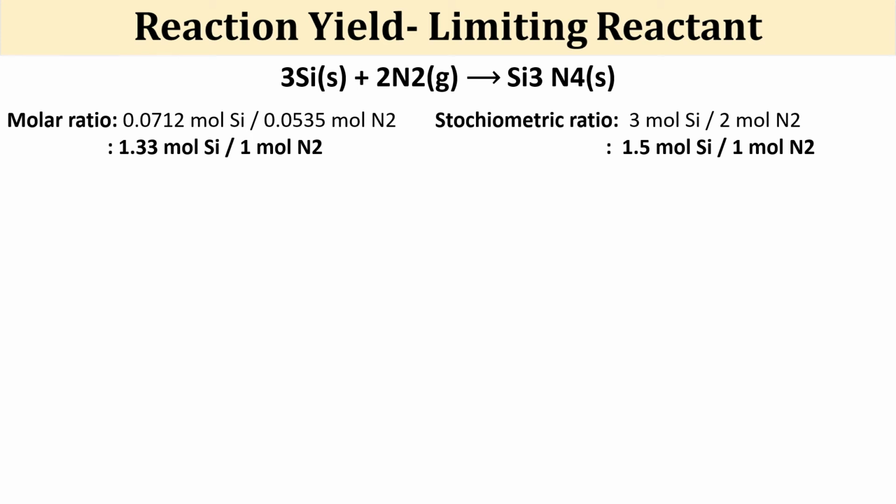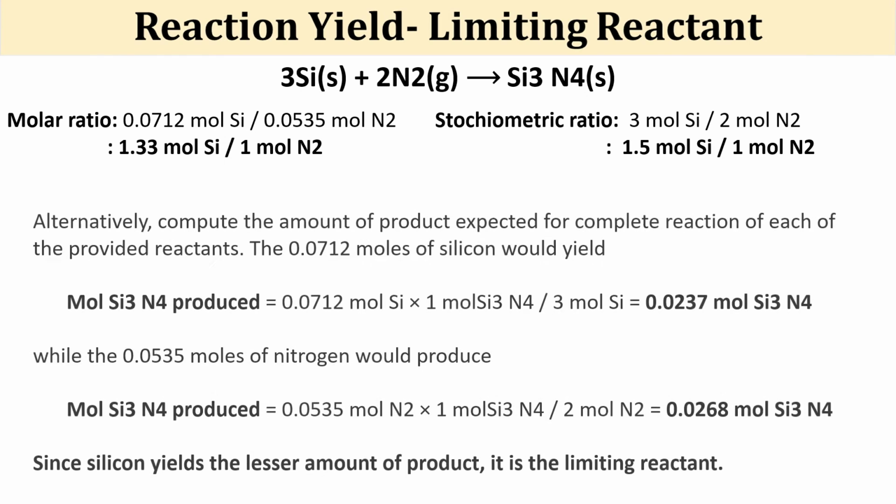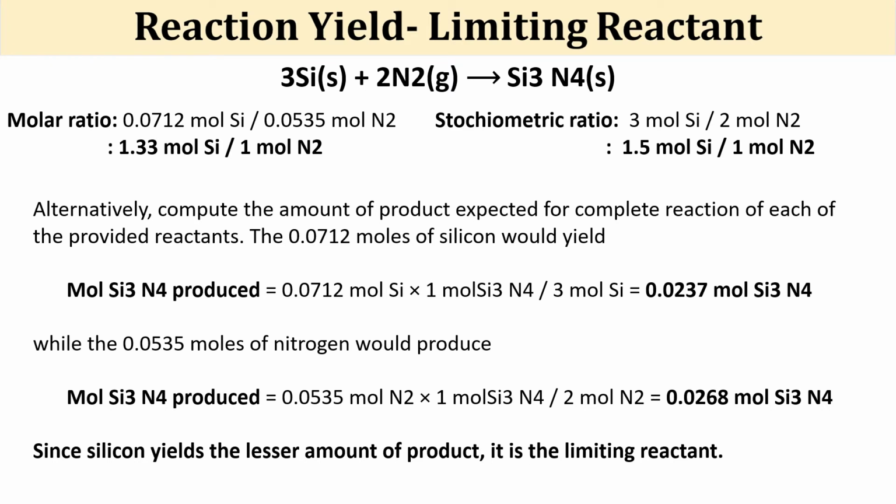Another way to solve for the limiting reagent is to compute the amount of product expected for complete reaction of each of the provided reactants. So the 0.0712 moles of silicon would yield 0.0237 moles of Si3N4, silicon nitride, while 0.0535 moles of nitrogen would produce 0.0268 mole of silicon nitride. So therefore we can see that silicon yields the lesser amount of product, therefore it is the limiting reactant.